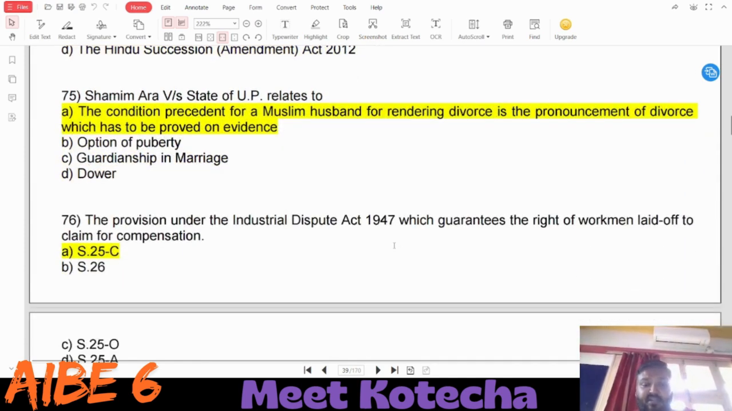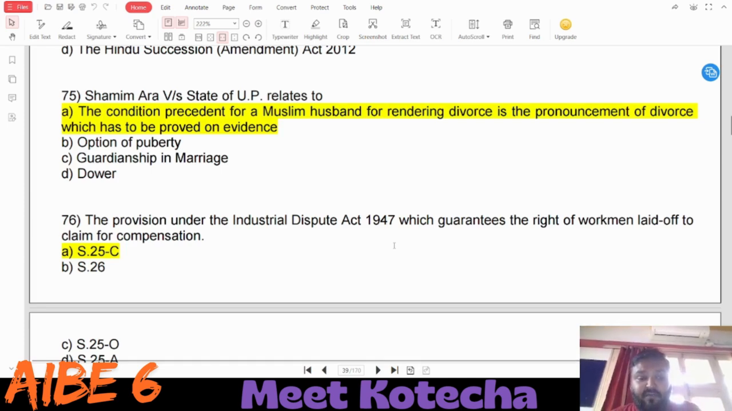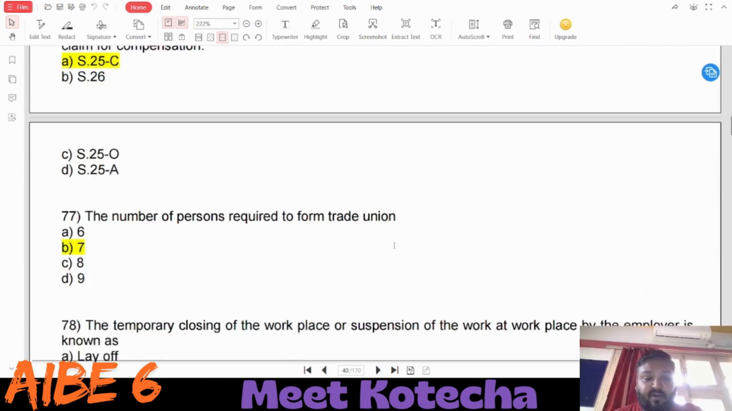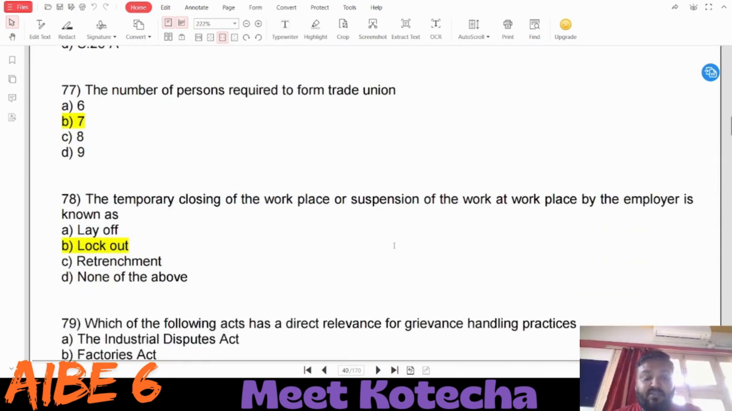The provision under the Industrial Disputes Act 1947 which guarantees the right of workmen laid off to claim compensation is Section 25C. The number of persons required to form a trade union is 7. The temporary closing of the workplace or suspension of work at a workplace by the employer is known as lockout.